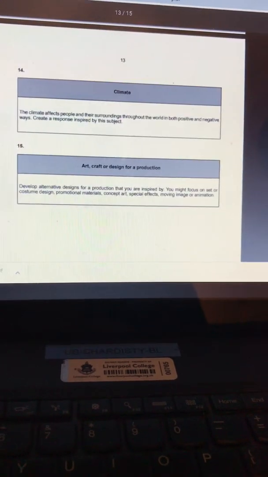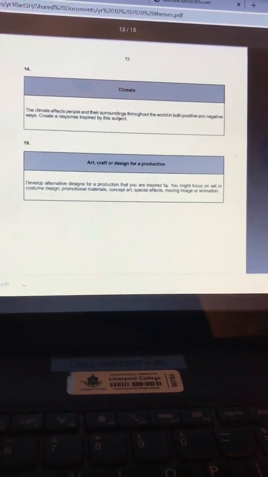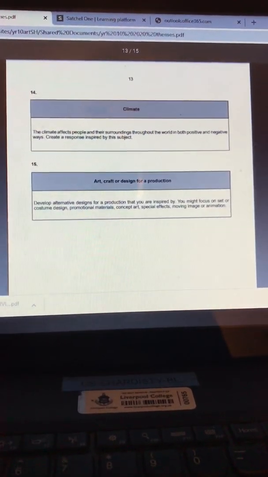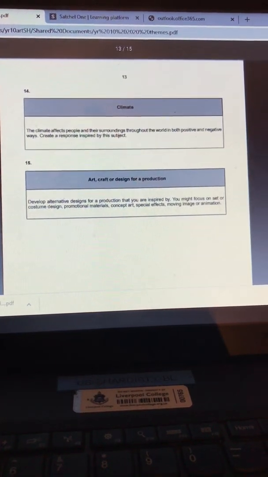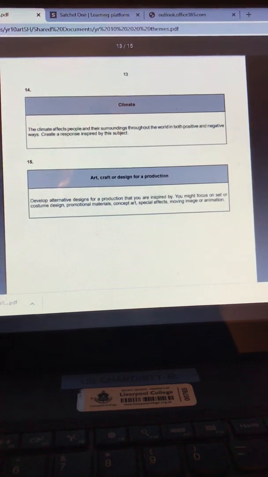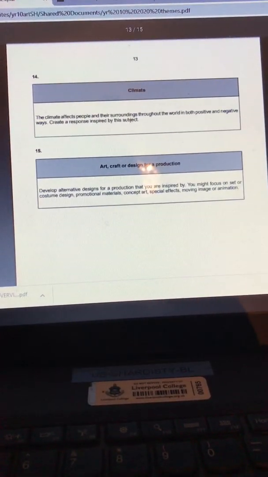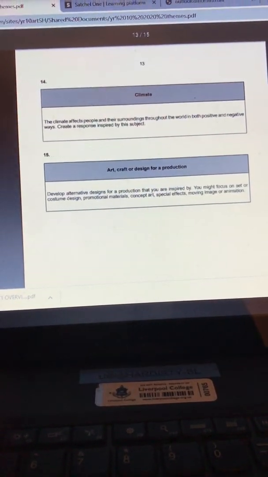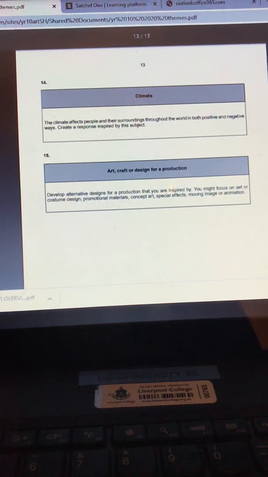Climate. The climate affects people and their surroundings throughout the world in both positive and negative ways. Create a response inspired by this subject. So you've got the idea of the climate and how it has its effects. You could look at seasons, different geographical elements, and how climate might create some ideas for you.